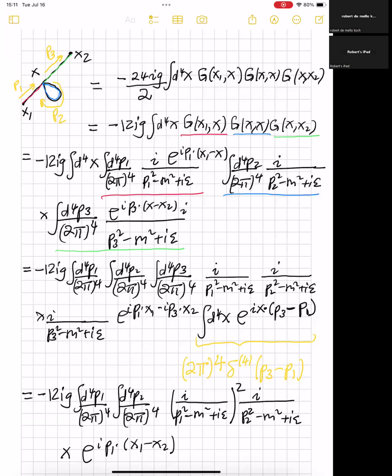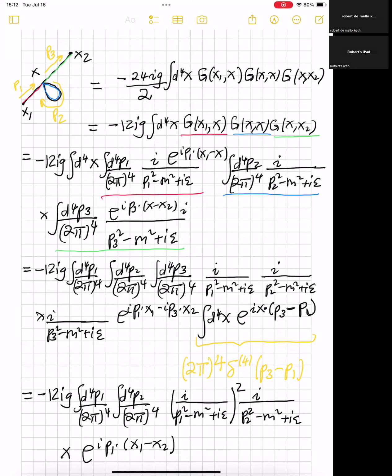Okay, guys, so let me just stress a few things. So first of all, this manipulation that we did with this integral over d4x giving us this delta function, this is a very common thing. You're going to see this coming up many, many times. So really you need to learn this formula that the integral d4x e to the i x dot (p3 minus p1) is (2 pi)^4 times a four-dimensional delta, which sets p3 equal to p1. This is extremely important.